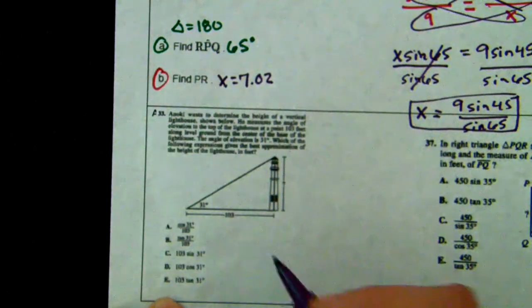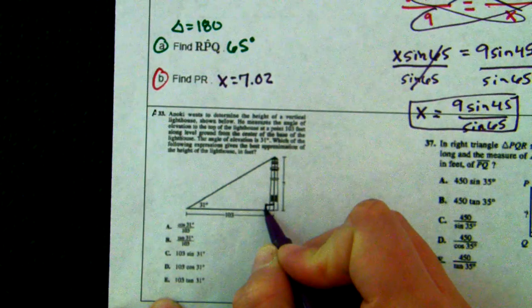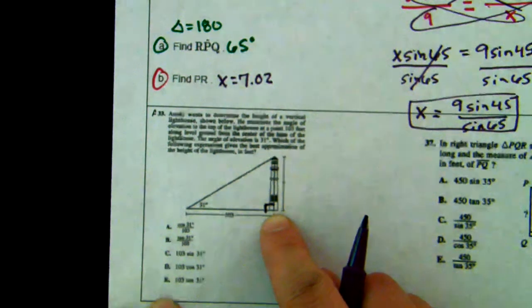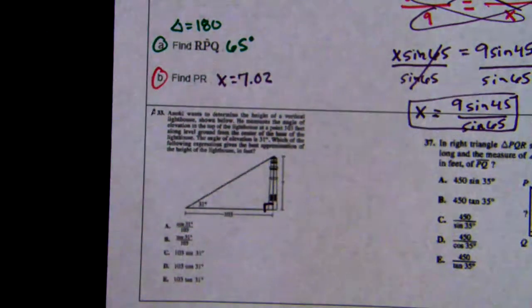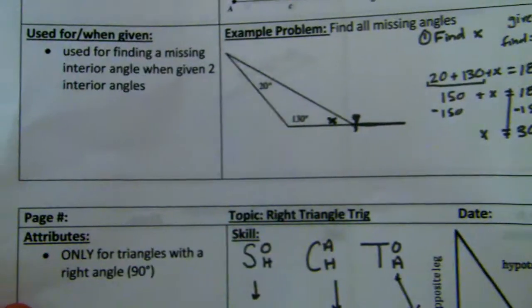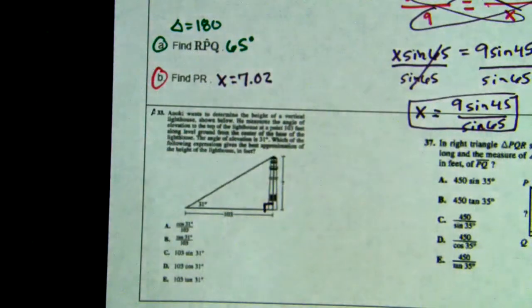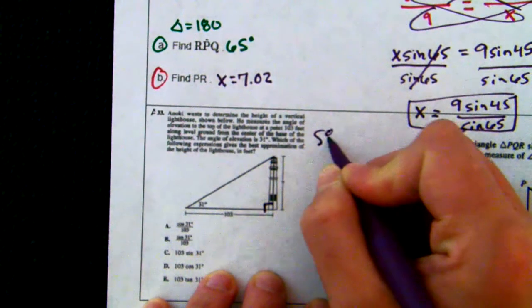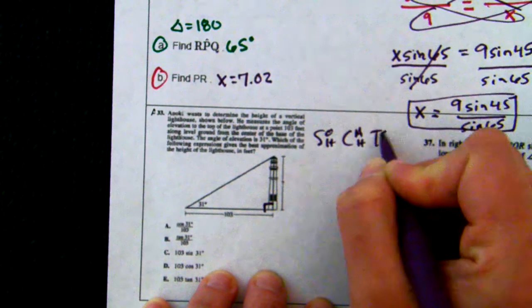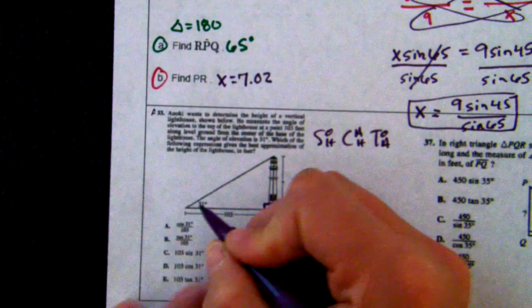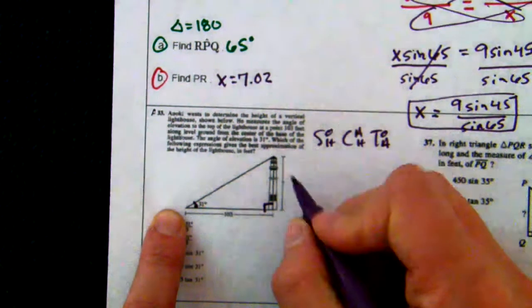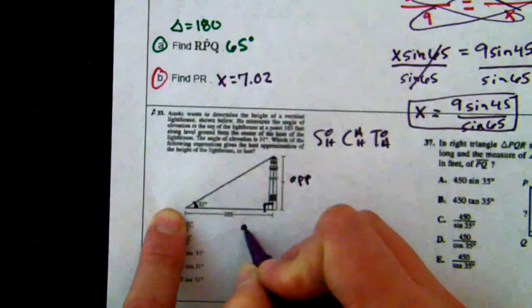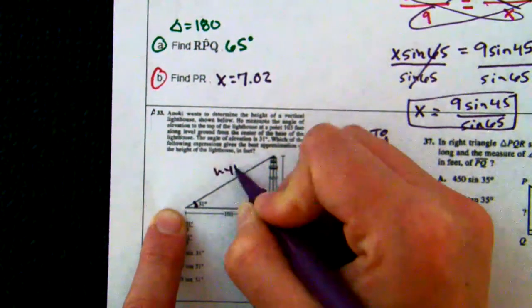I don't like this question because it doesn't say that this is a 90-degree angle, but we can assume that this is a 90-degree angle. If it's a 90-degree angle, according to my triangle trig toolkit, if it's got a right angle, I can use my SOHCAHTOA. So that's what I'm going to do. I'm going to write SOHCAHTOA here. I'm going to use 31 as my reference angle because that's the angle I'm given a measure of. This is my opposite side, this is my adjacent side, and this is my hypotenuse.